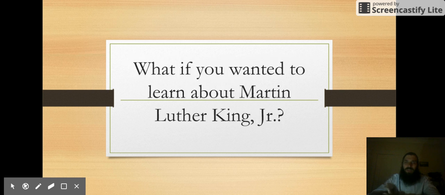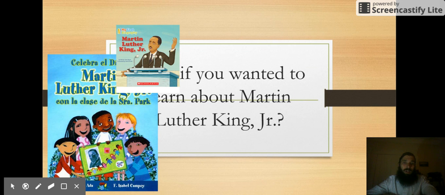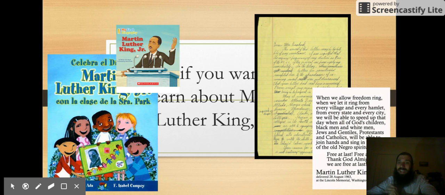For example, what if you wanted to learn about Martin Luther King Jr.? Martin Luther King Jr. died almost 50 years ago, so you couldn't actually see him or talk to him. You'd have to find other sources of information that could teach you about him. You could check out books from the library that are about him, or you could even look at letters that he wrote to his friends, or speeches that he gave while he was still alive. All of those are important sources of information that you could use to learn about him, even though it happened in the past.